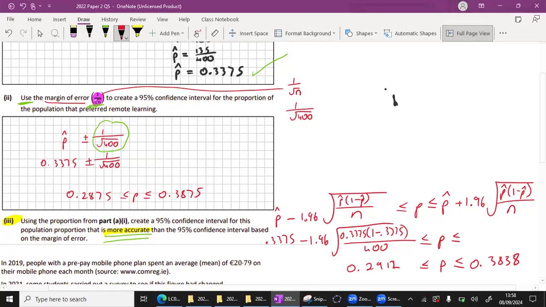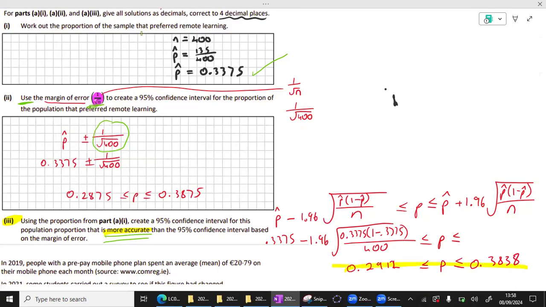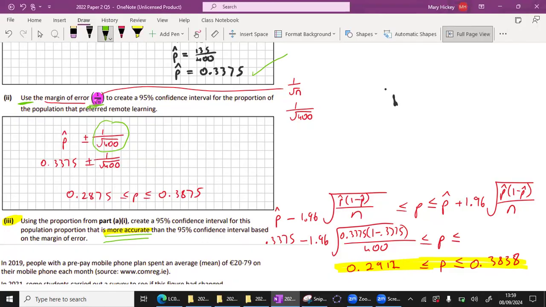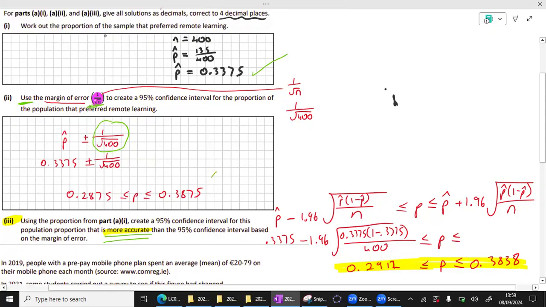So I just want us to have a look at it here as we're doing it. They're telling us the population should lie between about 29% and about 38%. In the other version, we had between about 28% and about 39%. So can you see in the less accurate version, your actual interval is larger. You're going further down and further up, and it's wider.